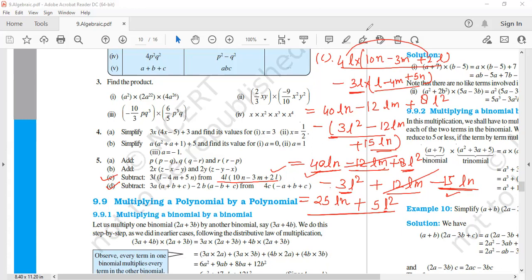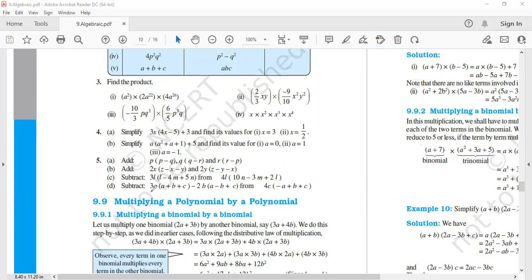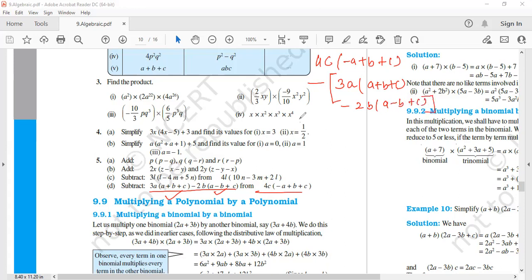Okay, now for D part. Let us solve D part. Firstly, we have to write this one: 4C minus A minus, sorry, plus B plus C minus sign. Let us write in a bigger bracket because two main terms are there, there are a lot of terms, but two are main. 3A plus B plus C minus 2B A minus B plus C, because this is quite tough.